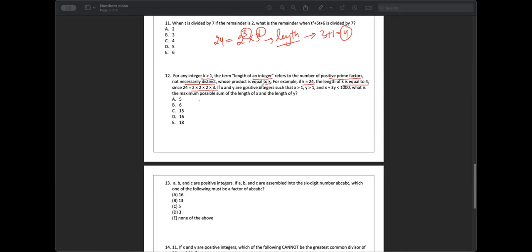x and y are positive integers such that x is greater than 1, y is greater than 1, but x plus 3y is less than 1000. What is the maximum possible sum of the length of x and length of y? Now, to maximize the length, we need to maximize the powers. The power would be maximized when the base is smaller.